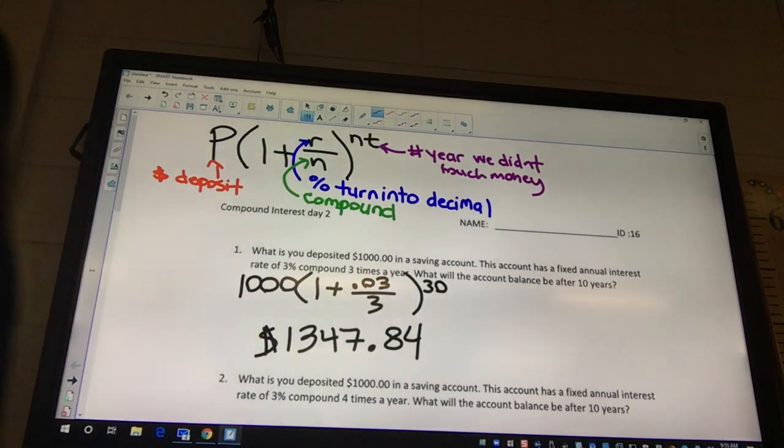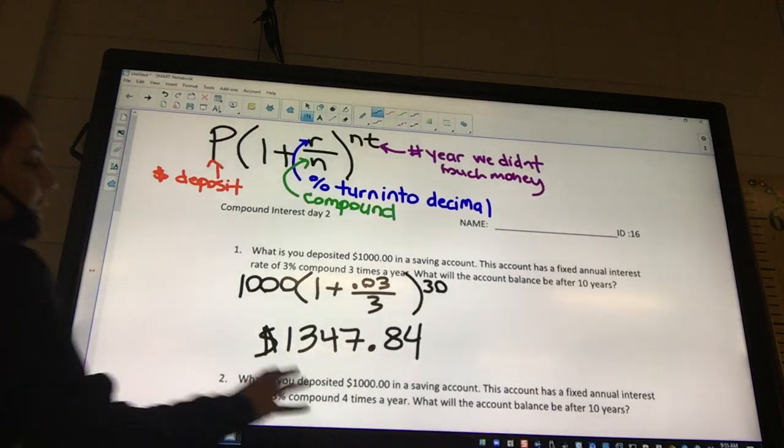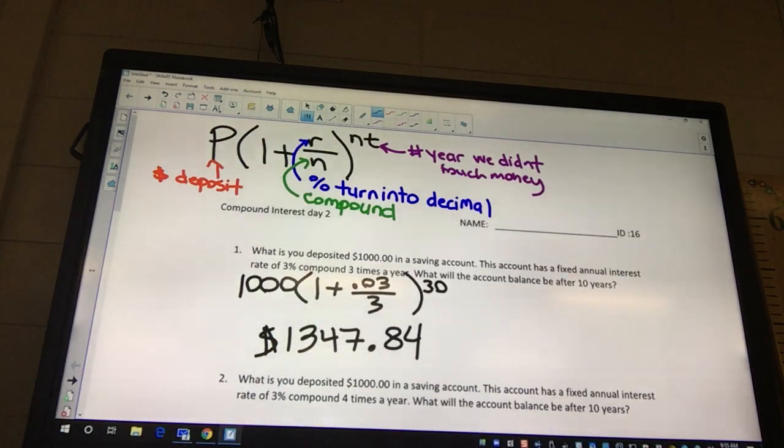Did somebody else get that too or no? Okay. So, what is this saying? If you had to explain this problem to me, what is it saying? They deposited how much? $1,000, and they didn't touch it for 10 years, and at the end of the 10 years, they had... So, how much money did they gain over 10 years, not touching it? 347. That's not really that much.